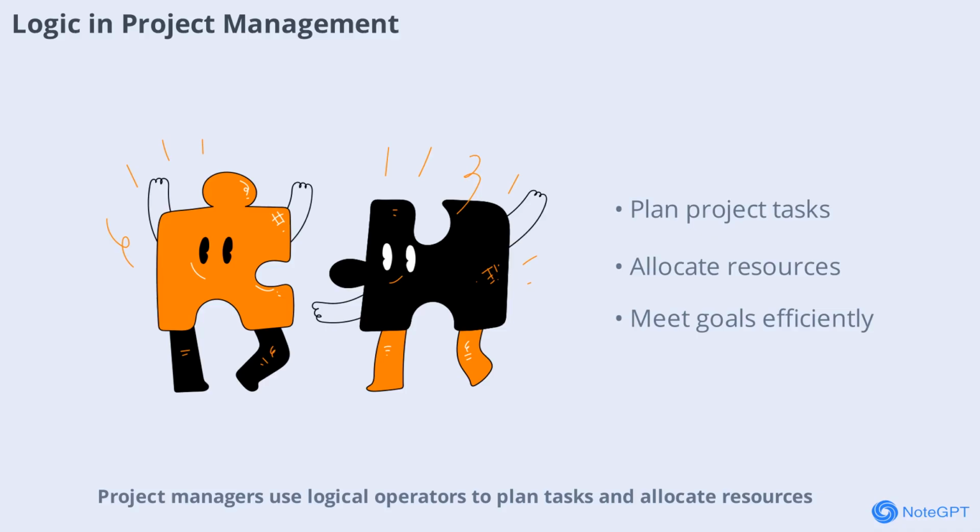Project managers use logical operators to plan tasks and allocate resources. For example, a task might start if the previous one is complete and resources are available. Logical operators help keep projects on track and ensure goals are met efficiently.